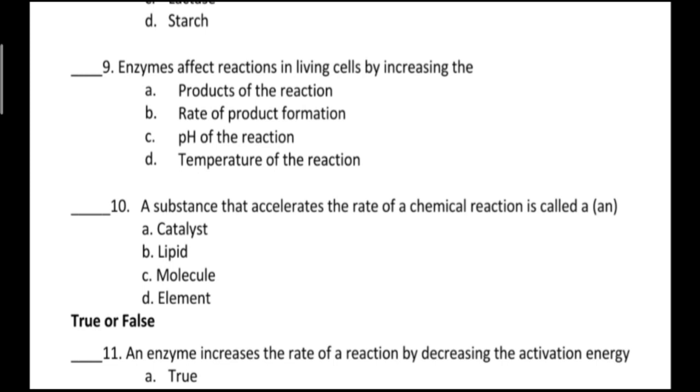Next one, number 9. Enzymes affect reactions in living cells by increasing the blank. Enzymes affect reactions in living cells by increasing the rate of product formation, or the chemical reaction. So that's letter B. Next one, a substance that accelerates the rate of chemical reaction is called a catalyst. Catalysts speed up the chemical reaction.